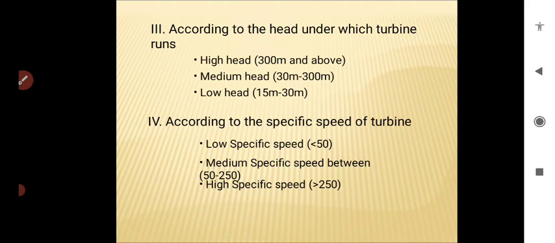And now the last one is the high specific speed turbine. The specific speed is greater than 250. Examples of this turbine are the Kaplan turbine and the propeller turbine.